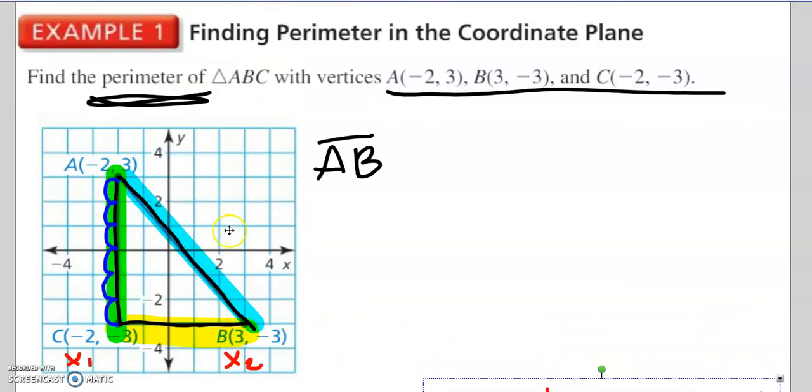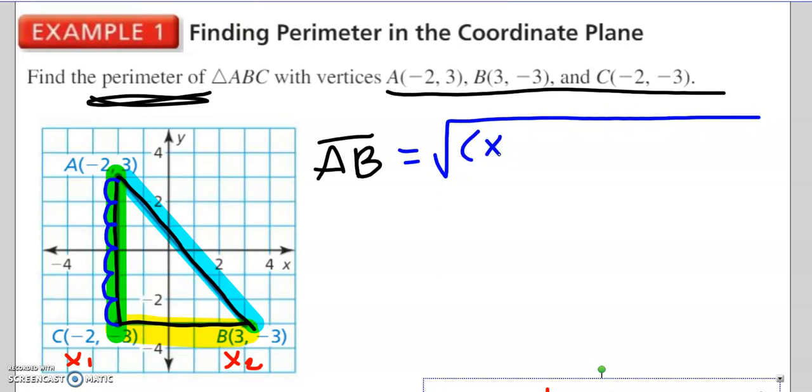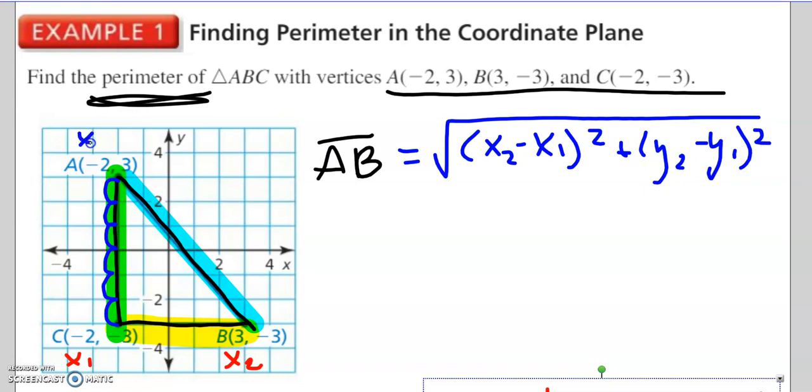And now we can get started. We need to write down that formula because it's just going to help us organize our thoughts a little bit more. So square root of (x2 minus x1) squared plus (y2 minus y1) squared. My points are A and B. I'm going to go ahead and label them. Always label x1, y1, x2, y2. Look, it was already labeled.